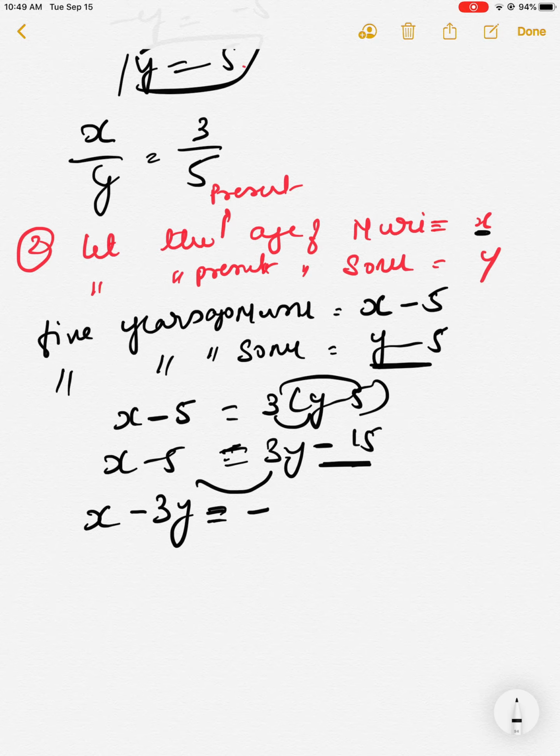Already what is after the equal sign, keep it like this, minus 15. This minus y goes to the left, so x minus 3y is equal to minus 10. This is the first equation.